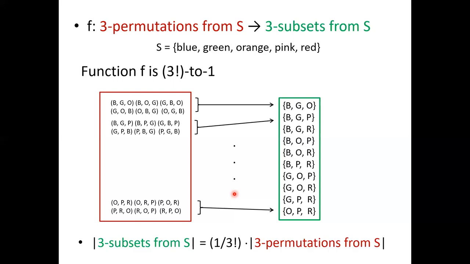So now you can conclude, because it's a k to 1 function, that the size of this green thing, in other words, the number of 3 element subsets of set S, must be the same as the number of this red thing. So that's the number of the 3 element permutations of elements from set S divided by this k, which is r factorial. And this is the k to 1 rule application.